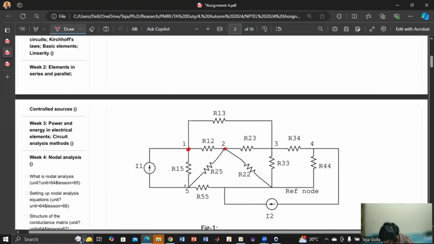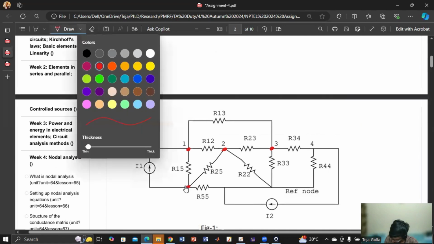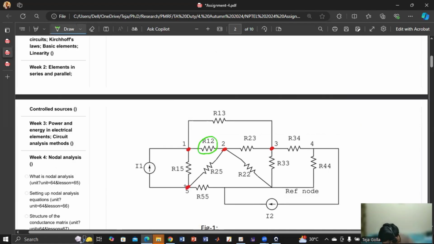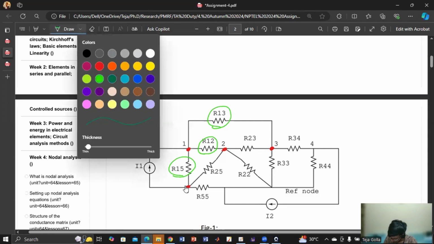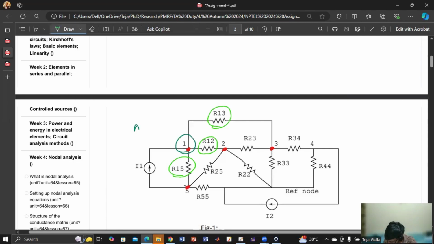V1, V2, V3 and V5. What is the common thing in between? V1 and V2 have R12 common, and V1 and V3 have R13 common, and V1 and V5 have R15 common. So if you see all these nodes, there is one resistor connected in between. So the idea is to apply nodal analysis at this. I know this is a very difficult question, and you will not get that idea to apply nodal analysis here.